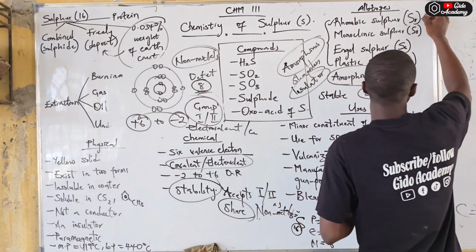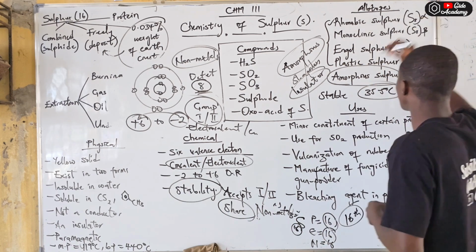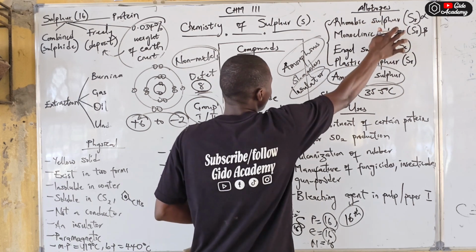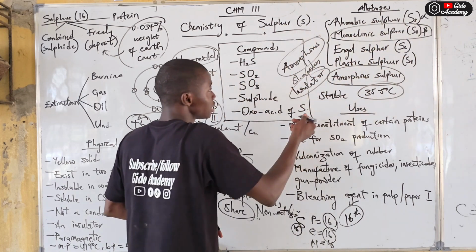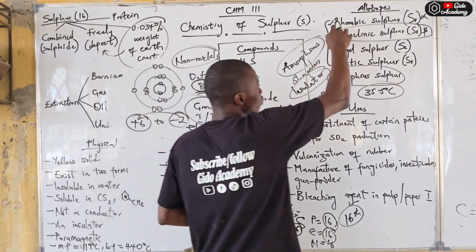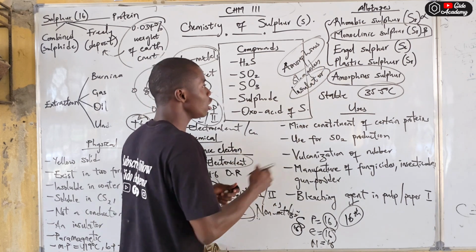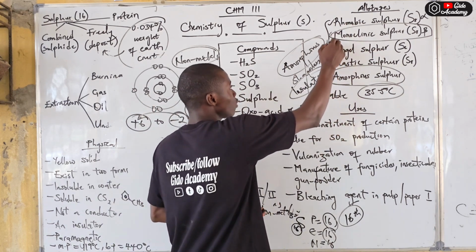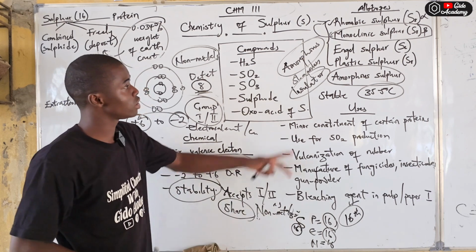Rhombic sulfur is also called alpha sulfur, while the monoclinic sulfur is also referred to as what? As beta sulfur. So if you heat rhombic sulfur, the product that you are going to see is monoclinic sulfur, which is S8. Rhombic sulfur is S8, and monoclinic sulfur is also S8. And if you cool monoclinic sulfur, it's going to turn back to rhombic sulfur. So please take note of that.